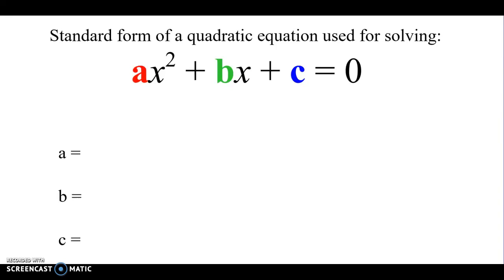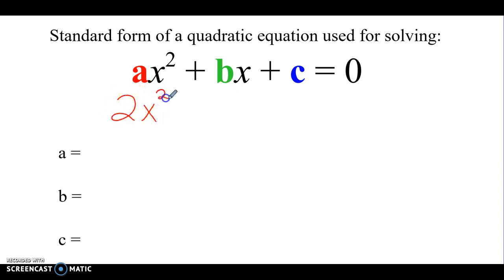So starting off, we have the standard form of a quadratic. That means it's FOILed out. It's all in separate terms as ax squared plus bx plus c. So in order to use the quadratic formula today, which is the first thing we're going to learn, we need to be able to identify a, b, and c. So we're going to practice a few of these. If you want to write these down, you can. If not, we're just going to do a quick practice.